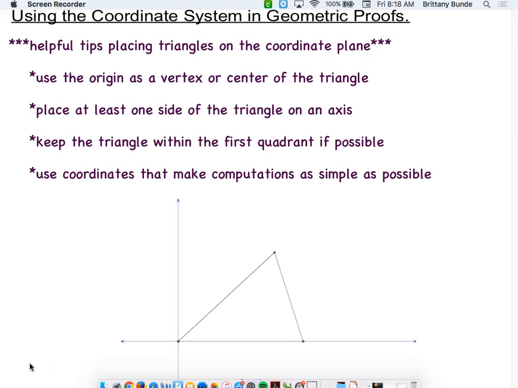On the board, I put some helpful formulas that we've already used before, mostly distance formulas, which we'll use today. Midpoint. How do you find the midpoint? The middle point, the middle of a segment.